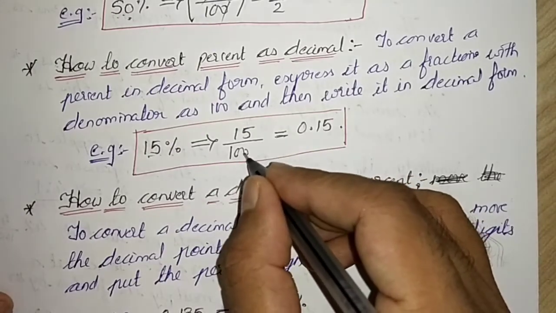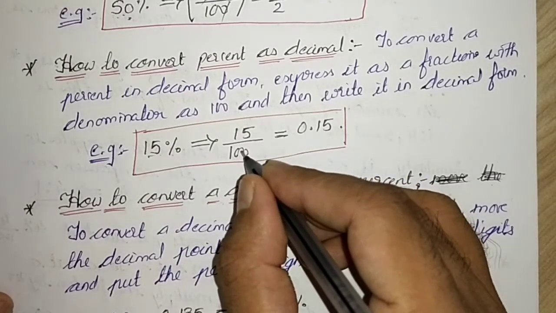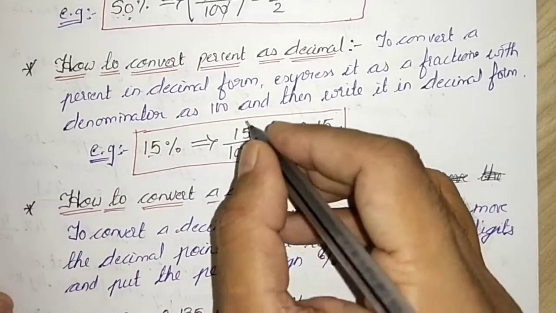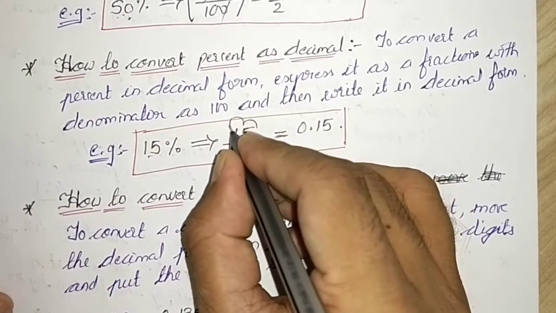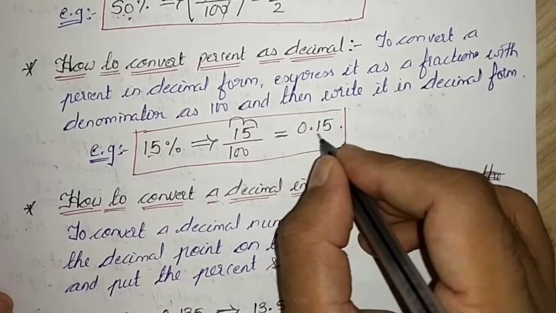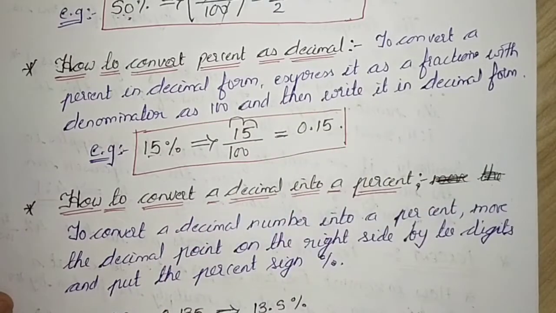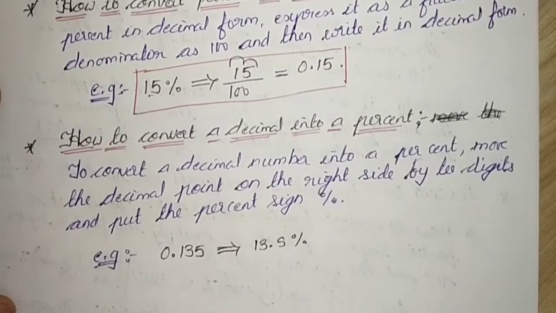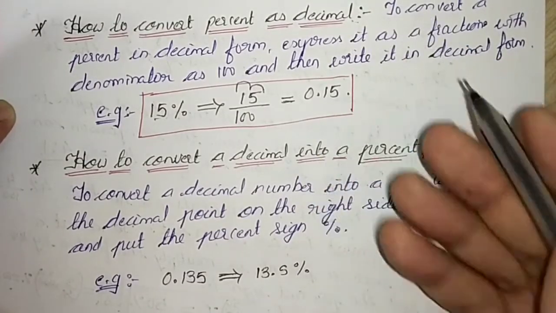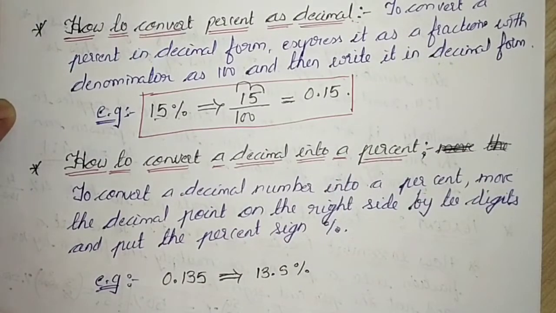Now for division, you know, if I remove 100 from the denominator, it will go upward and the decimal point moves 2 places towards the left side. So we will get 0.15. That is the decimal number. Converse of that, they have given you a decimal and they want us to convert it into percentage form.